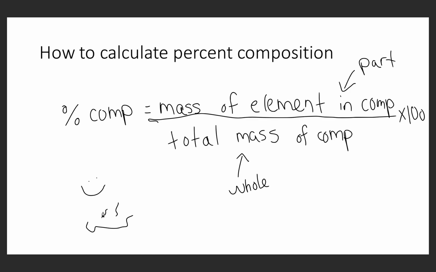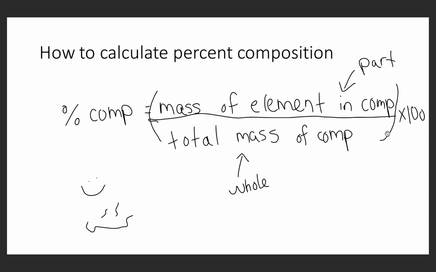Anyways, back to percent composition. The way that we find percent composition is, like I explained before, it's a part of a whole, okay? So you take the mass of an element in a compound, and you divide it by the total mass of the compound. And then you take whatever that happens to be and multiply that by 100. Okay?